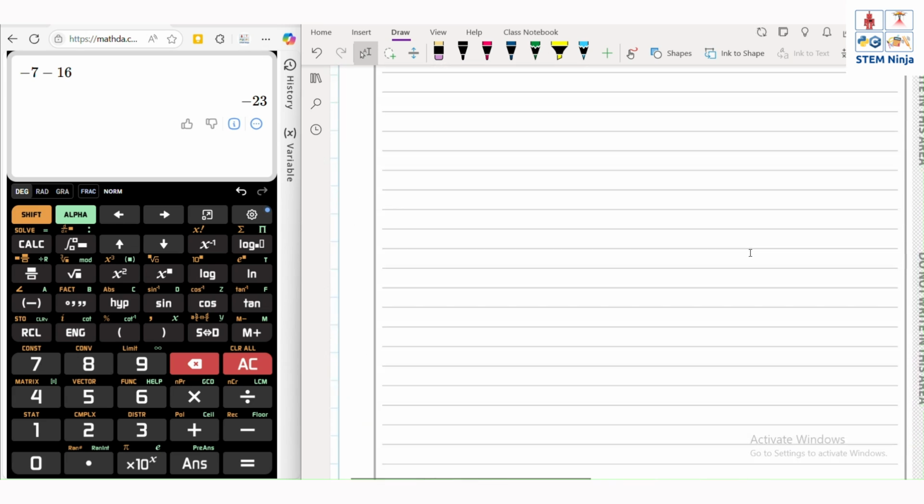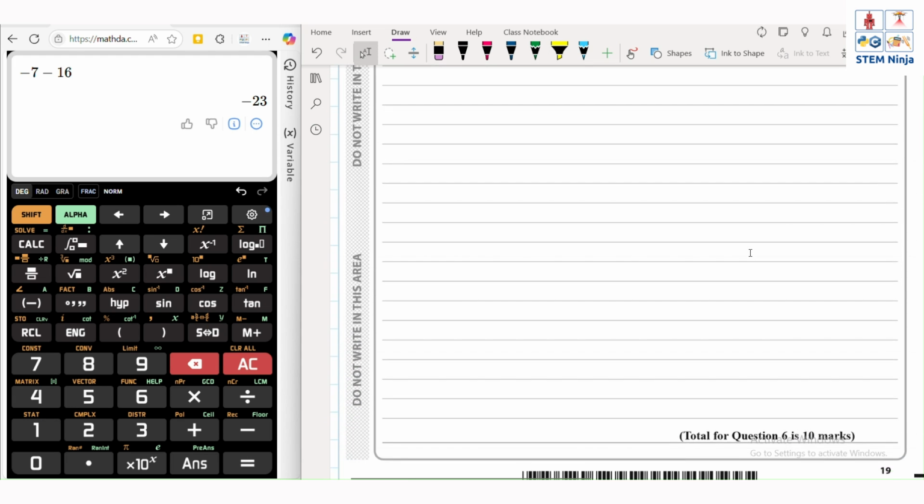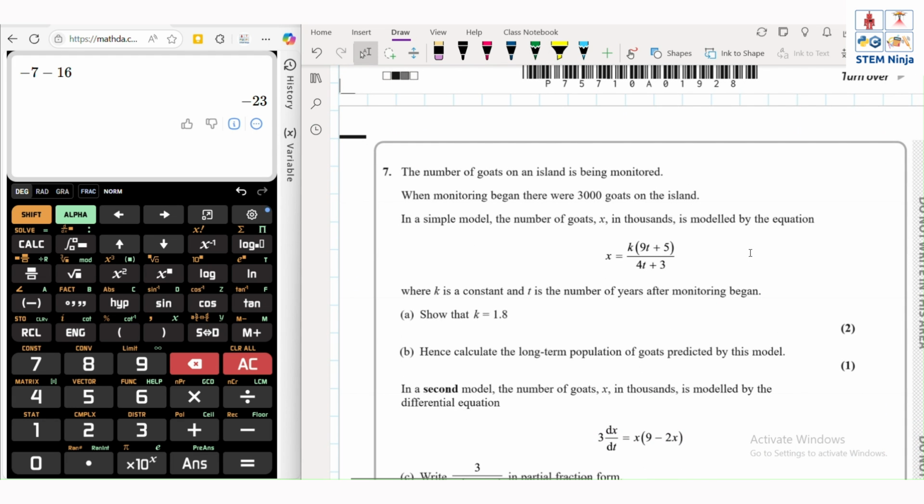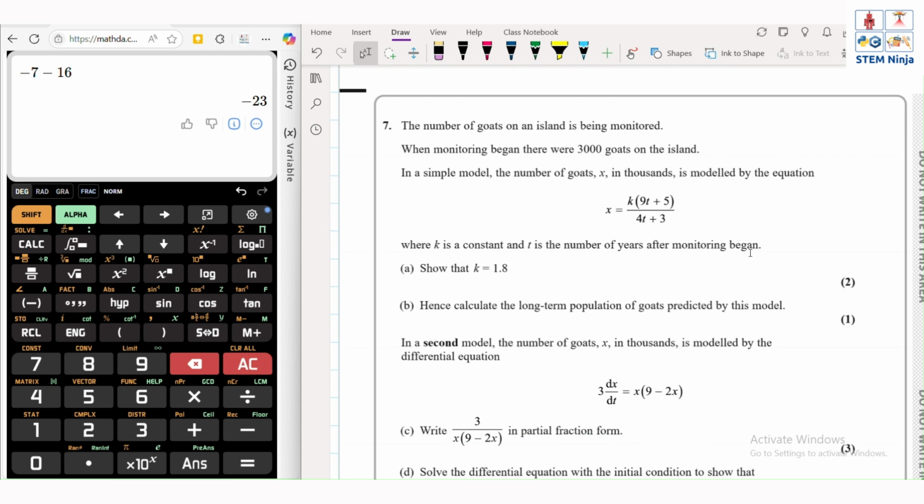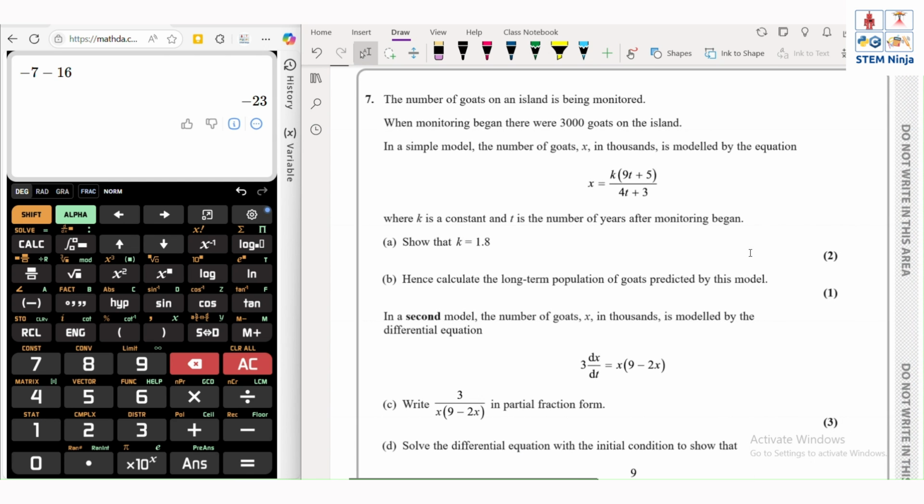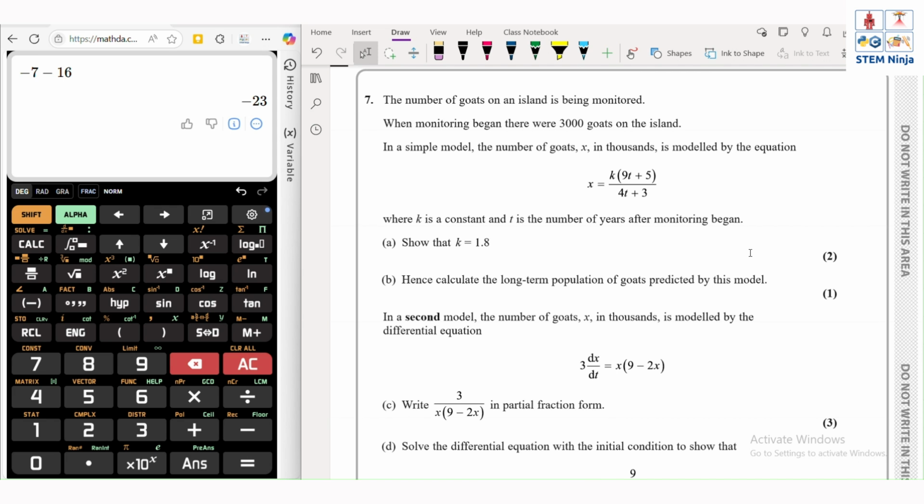Right, okay, moving on to question number 7. The number of goats on an island is being monitored. When monitoring began, there were 3,000 goats on the island. In a simple model, the number of goats x in thousands is modeled by the equation, where k is a constant, and t is the number of years after monitoring began. Show that k is equal to 1.8.